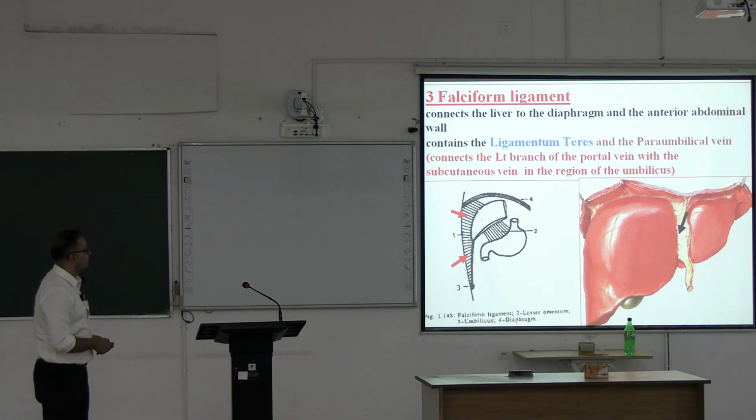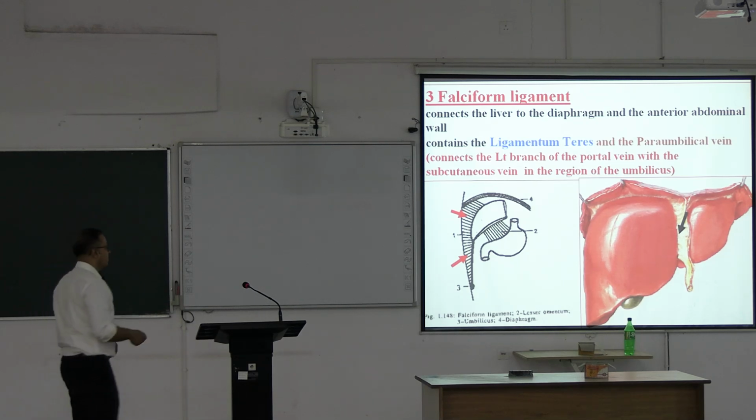So, this peritoneal fold exists from the anterior surface of the liver, moving up to the undersurface of the diaphragm and falling on the anterior abdominal wall till the umbilicus. This peritoneal fold, which is stretching between these parts, we call the falciform ligament. We have seen this dissection as well.